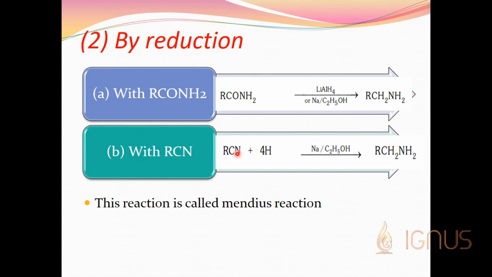Otherwise, you should be doing the mechanism. Just remember RCN is converted into RCH2NH2. Two hydrogens are added to C and two hydrogens are added to N: RCH2 and NH2. This reaction is also called the Mendius reaction.